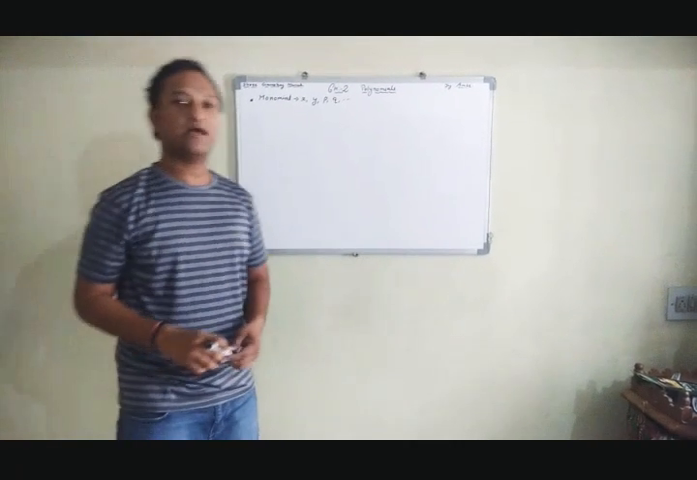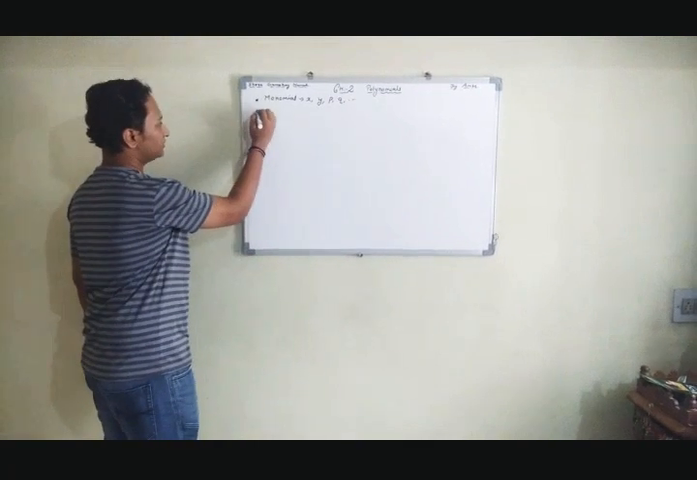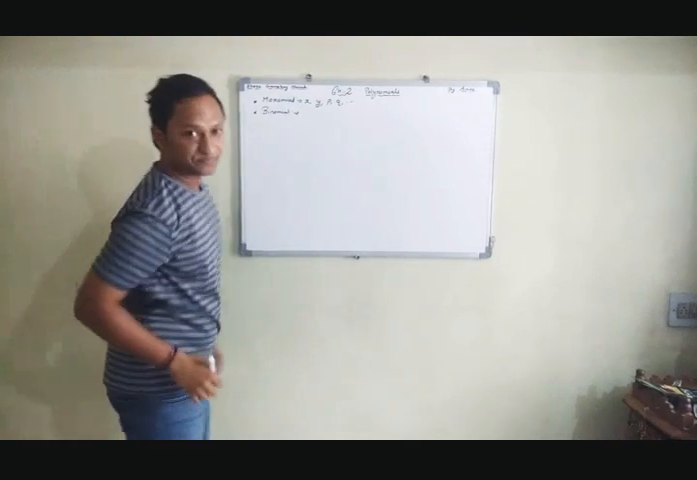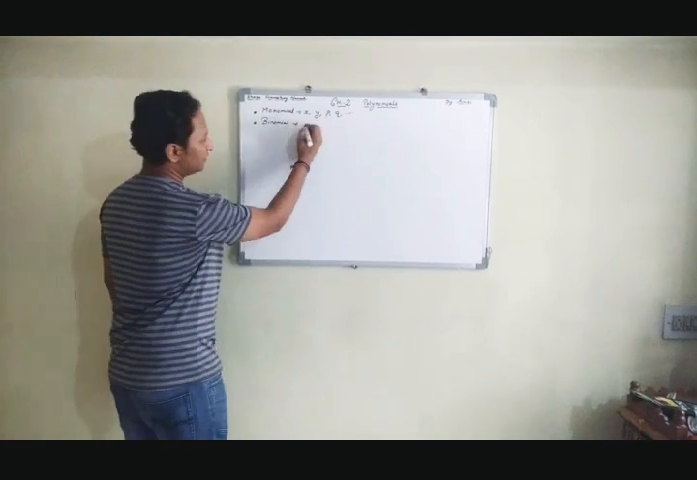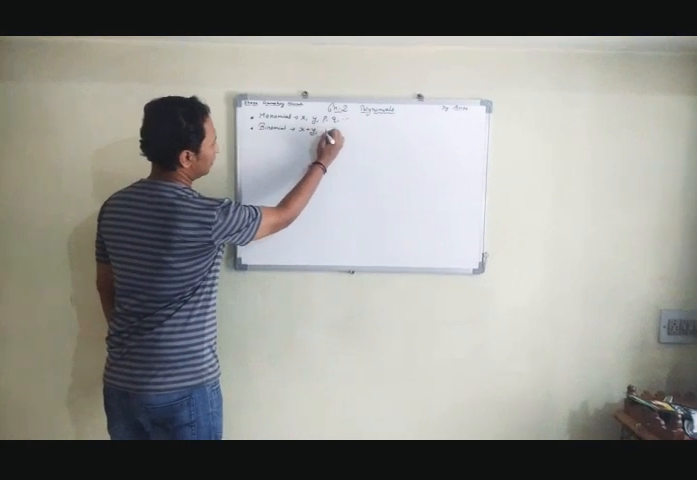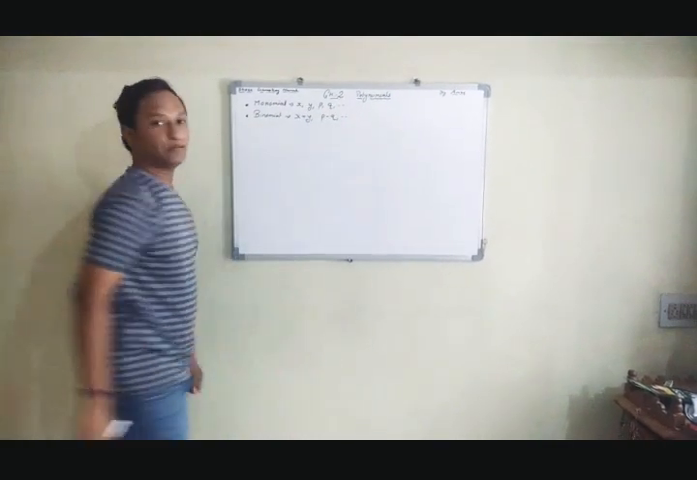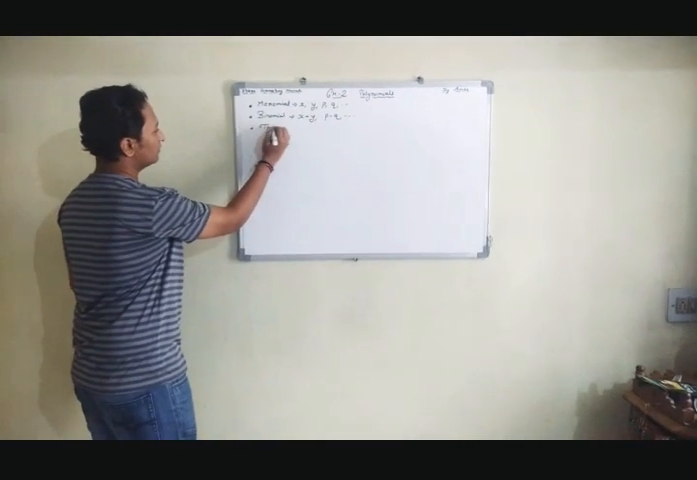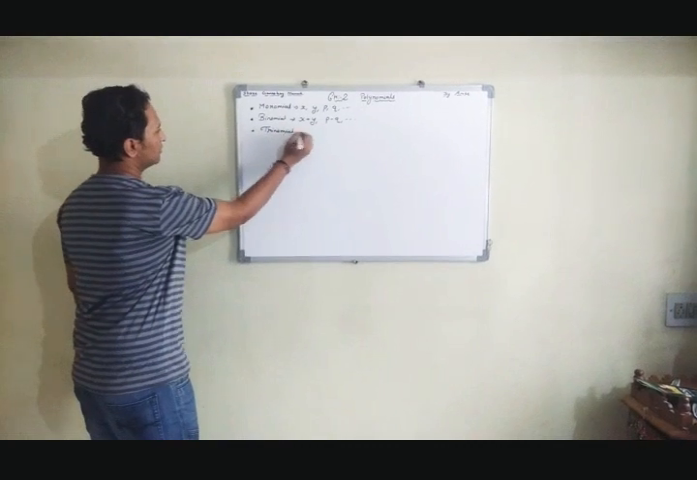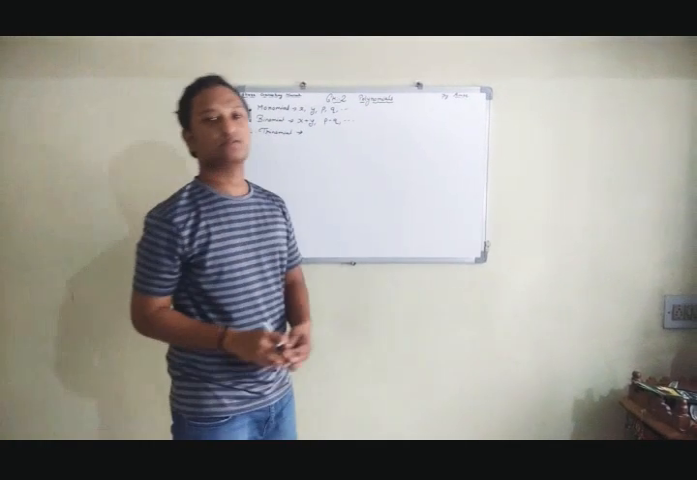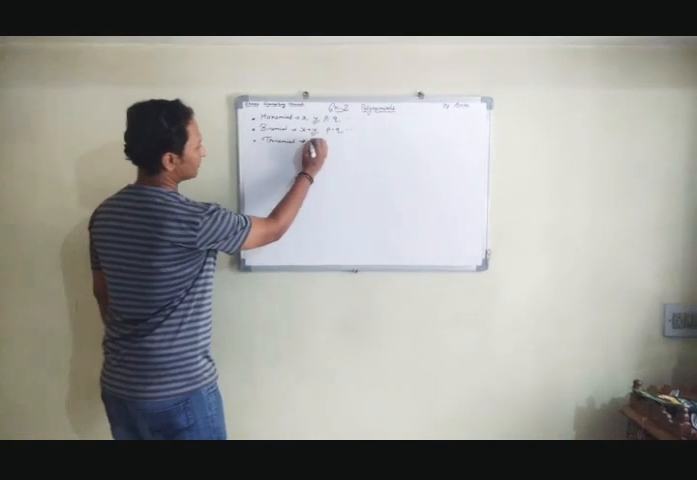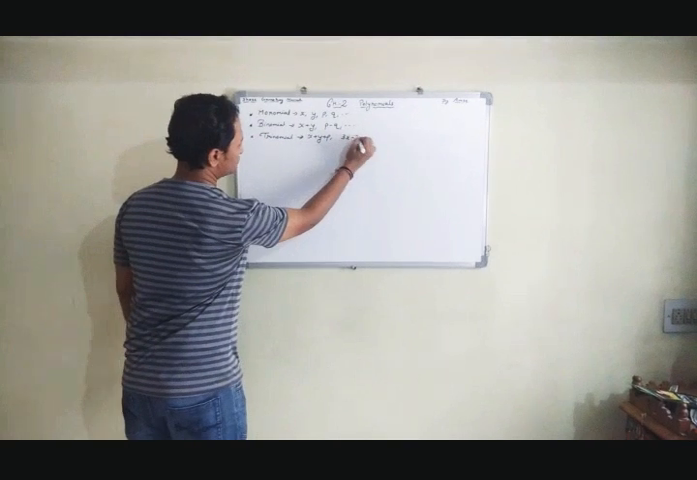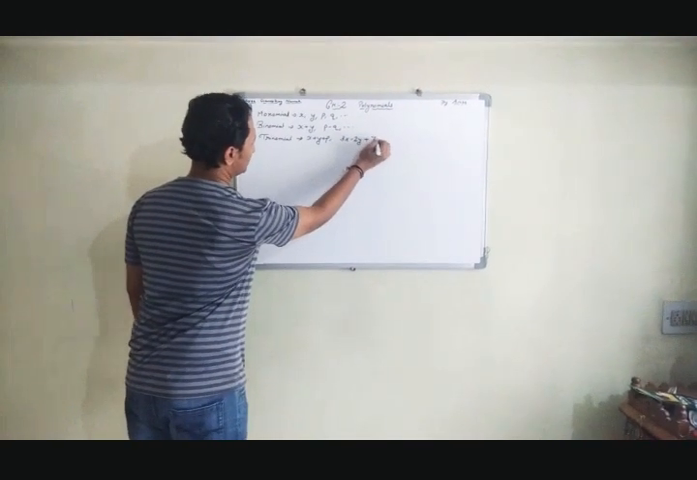Then next comes binomial. What is meant by binomial? Binomial means two terms together. Like these two are monomials, but if we write x plus y or p minus q, they all are binomials. Now trinomial. Similarly, trinomial is three terms like x, y and p added together. Otherwise 3x minus 2y plus 7 and so on.